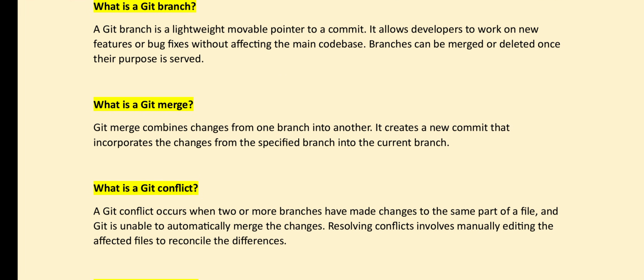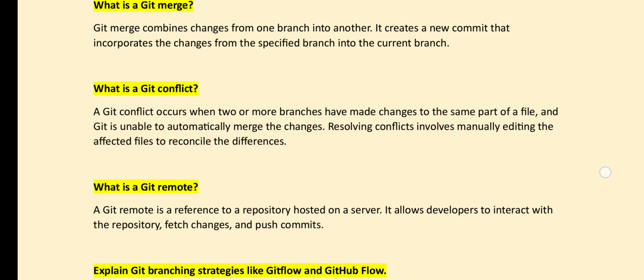What is a Git conflict? A Git conflict occurs when two or more branches have made changes to the same part of a file and Git is unable to automatically merge the changes. Resolving a conflict involves manually editing the affected files to reconcile the differences.